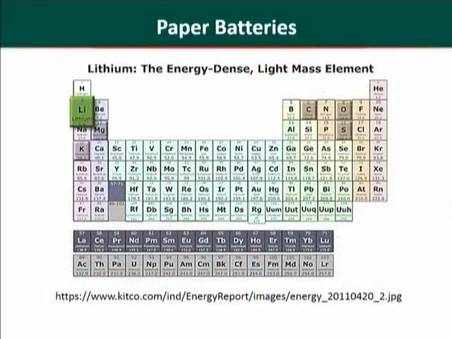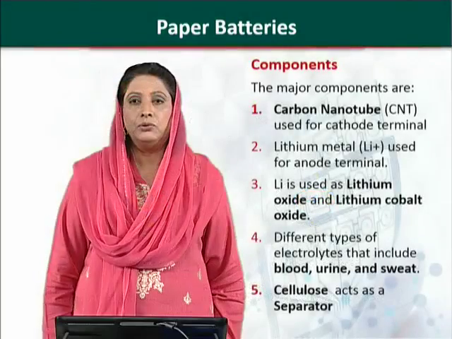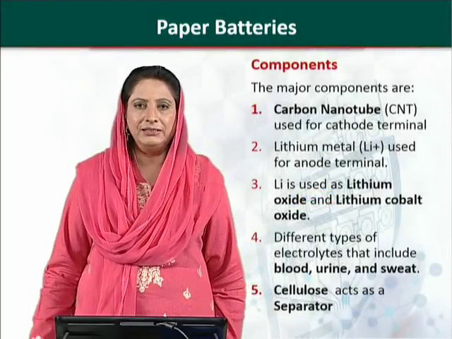That means there is only one electron in its last shell. Once we remove that electron, we get the lithium ions. But this metal is very less reactive as compared to other alkali metals. The reason is there is not much difference between 1s and 2s energy levels. So therefore, the third or the outermost electron is also much attached to the nucleus as compared to the other alkali metals. So what are the components of paper batteries other than lithium?